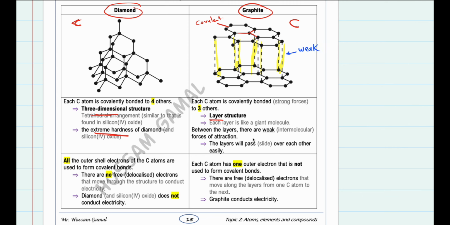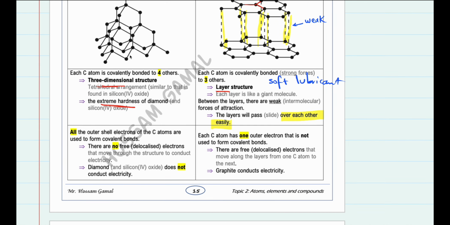That's why the layers are able to slide over each other, and that's the reason why we call graphite soft. Soft because layers can slide over each other, and that's why we can also use it as a lubricant. Each carbon atom in diamond is bonded to 4 other carbon atoms, so each carbon atom has used all of its outer electrons, and we don't have any free electrons to be delocalized or to move through the structure. That's why you expect diamond not to conduct electricity.